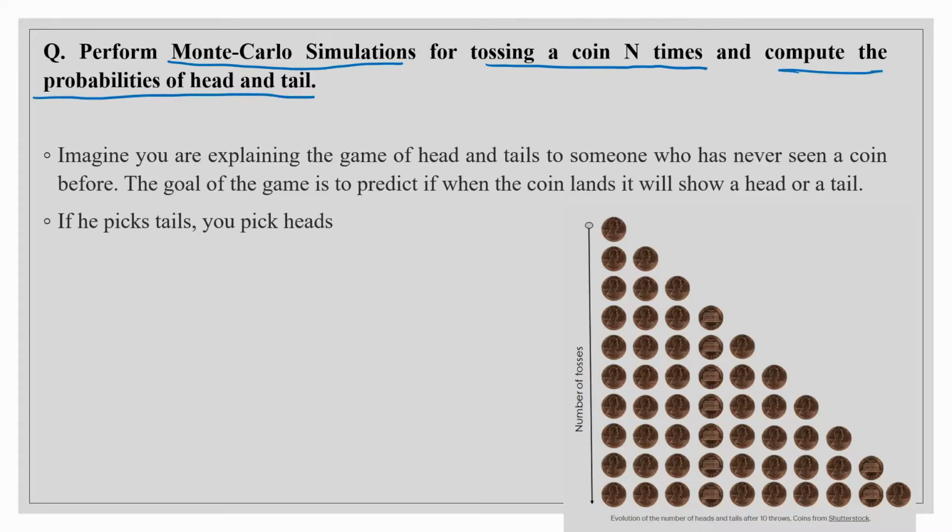Now you know that the answer is simple. If we toss a coin, then the probability comes out to be half, that is 0.5. Now suppose you have a friend who hasn't seen the coin before, and you want to play a game with him where he needs to predict what the coin will land up as, whether it will show head or tail. If he picks tail, you pick head. Suppose that he picks tail.